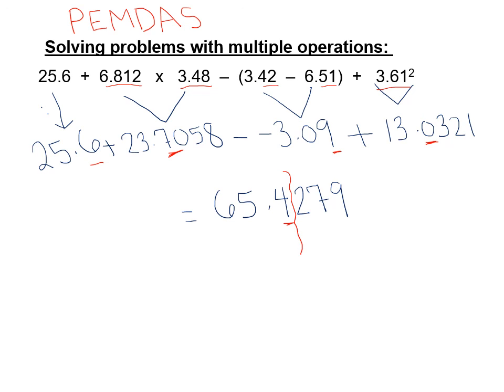I draw the line here. Since this is a 2, the 4 stays as a 4, so my final answer would be 65.4. Okay, and that would be it. That would be the answer that I would get here.